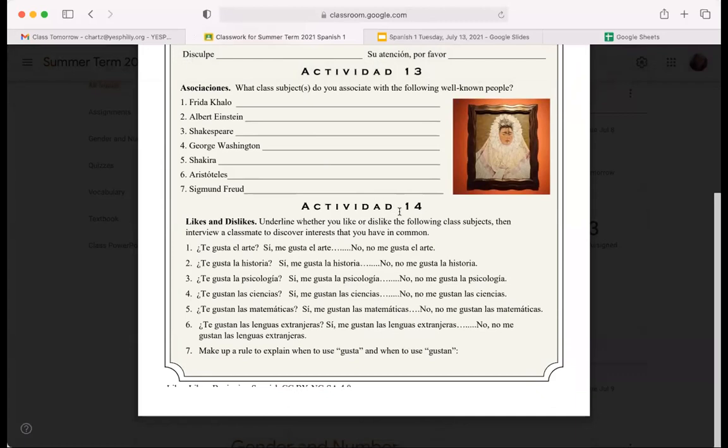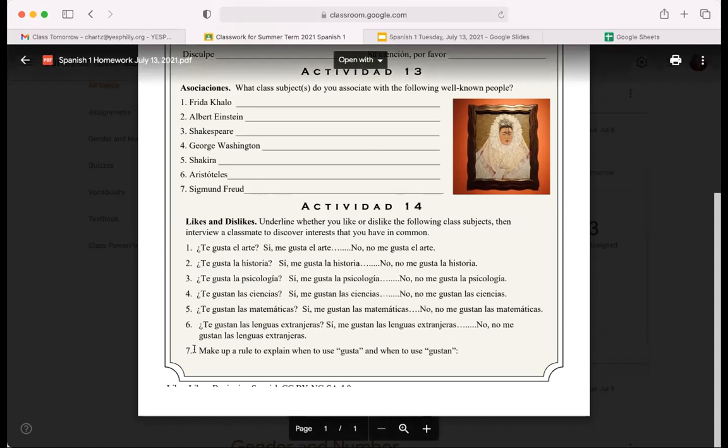And then for activity 14, you could just underline it or circle it or write it down. I don't care. The following class subjects. Then it says interview a classmate. You don't have to do that, obviously, because we can't really. But it's asking you, do you like art? Do you like history? Do you like psychology? Do you like science? Do you like math? Do you like foreign languages? And you say, sí, me gusta el arte, which is yes, I do like art, or no, I don't like art. So you just say yes, I do, or no, I don't for each one of these.